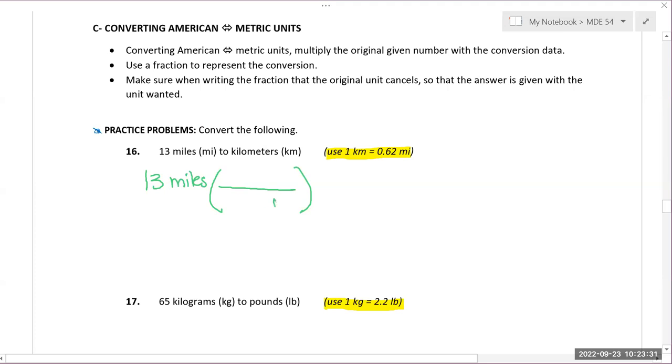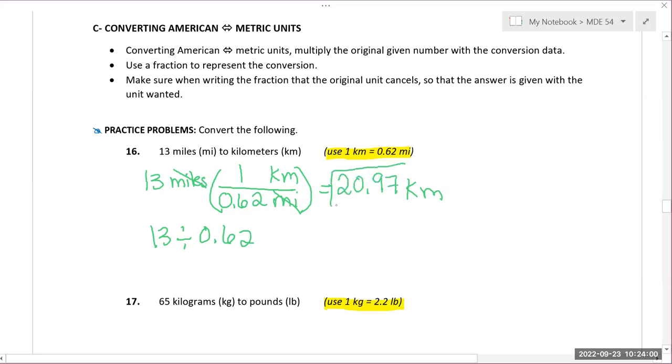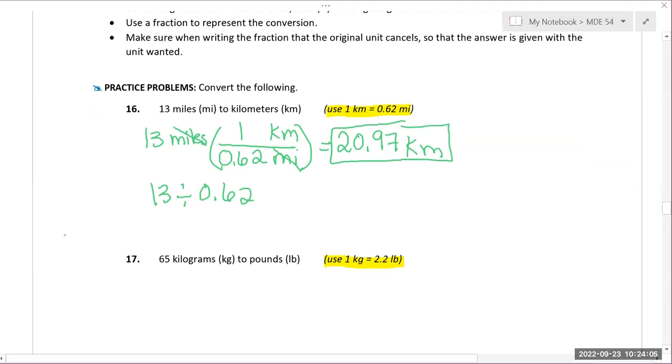So 13 miles to kilometers. All I'm worrying about are these miles canceling. So miles on top, miles on bottom, and that'll give me my kilometers. Then I'm going to go ahead and look at, oh, what's the conversion? 1 kilometer is 0.62 miles. So 13 divided by 0.62 gives me 20.97. Definitely pause the video and try 17.